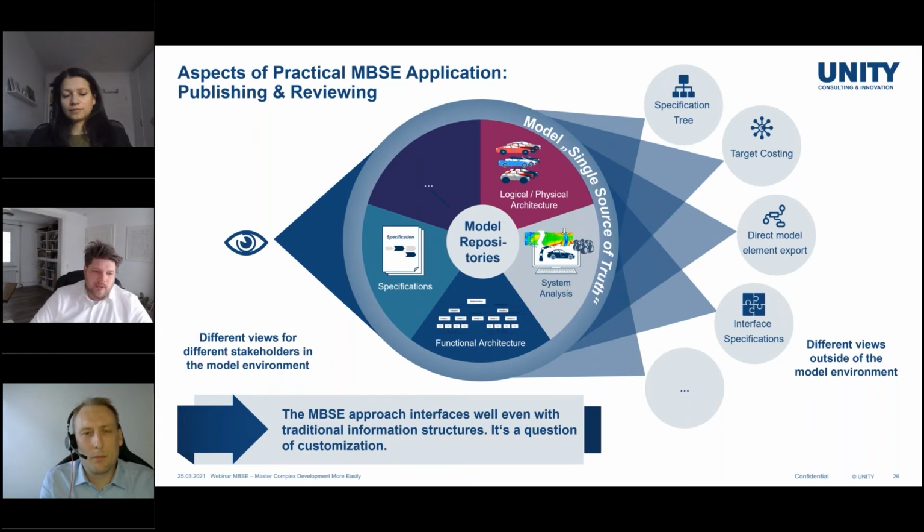So, for example, getting specification trees in different Office formats out of such a model is a stopgap measure if you don't have full processes and complete data flow through the whole organization. But you can use it for target costing aspects. Of course, there are direct model element exports, like different diagrams that you use for communication. Interface specifications can be composed out of the model. Documentation, especially for legal purposes, can be automatically generated from such a model.